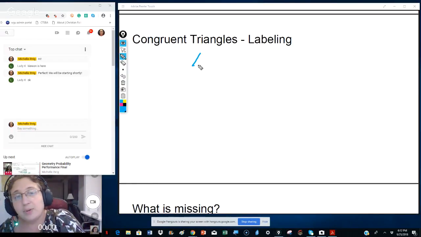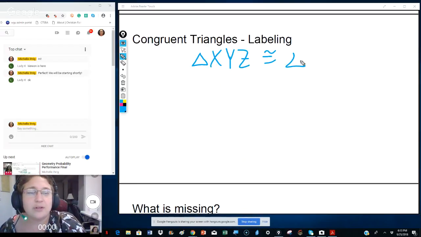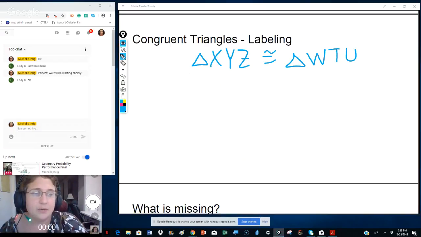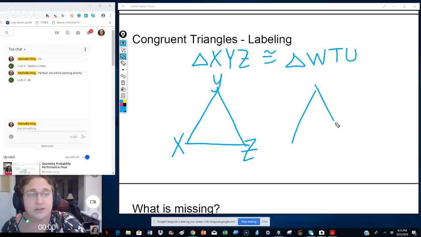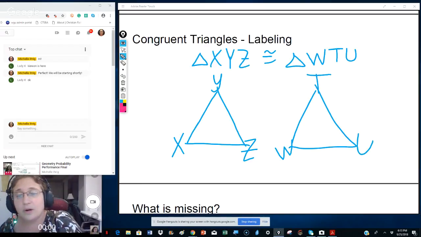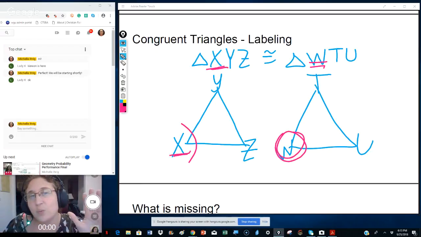This is very important. If they tell you triangle XYZ is congruent to triangle WTU, good thing I didn't write WTF, I have to draw this X, Y, Z. Here's my other triangle, WTU. The order matters. If this X is here, that means it has to match to this one right here. It has to be translation. When we label triangles, we have to do it by translation.